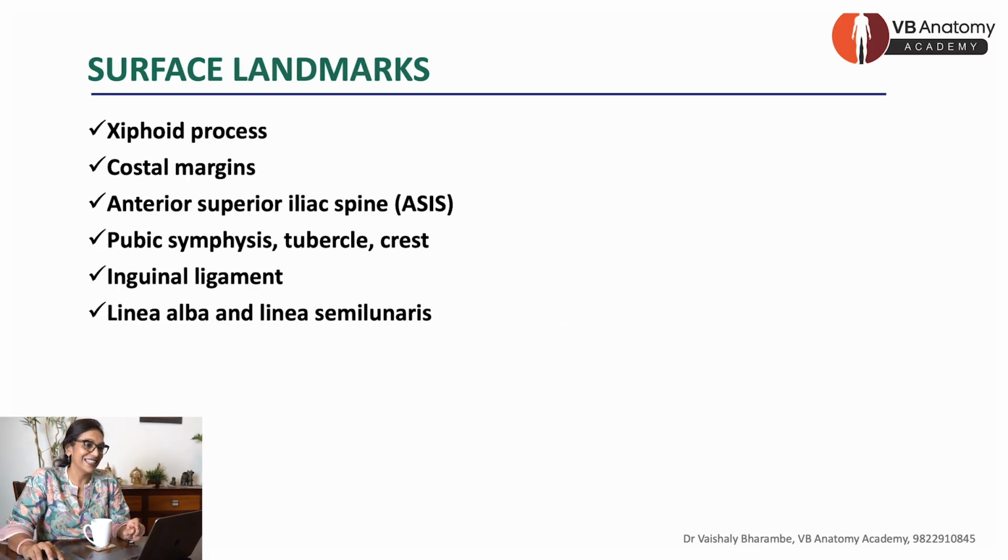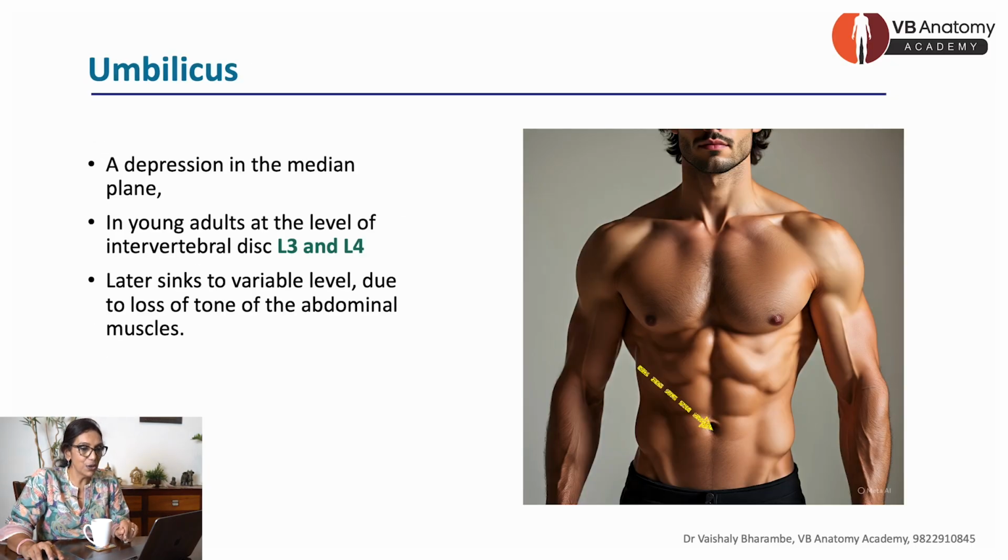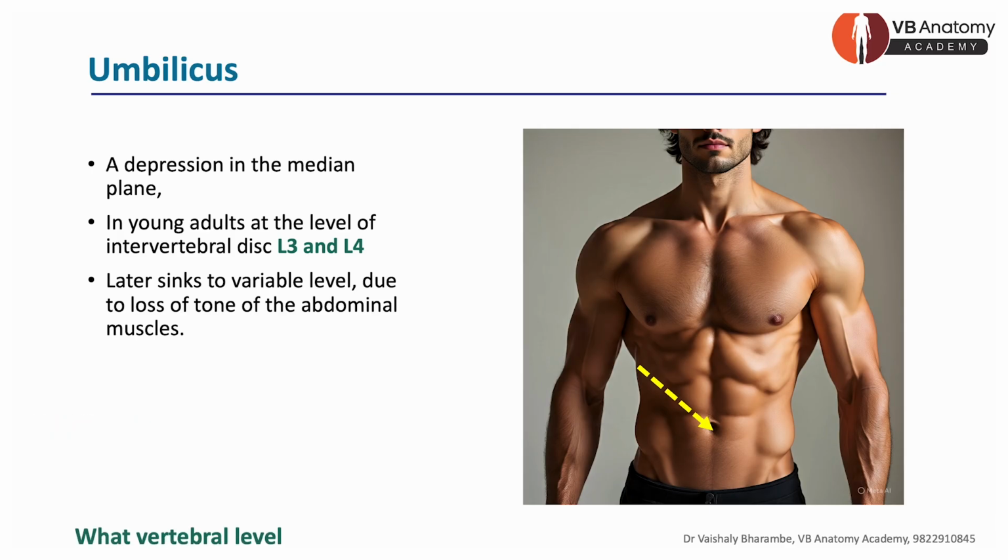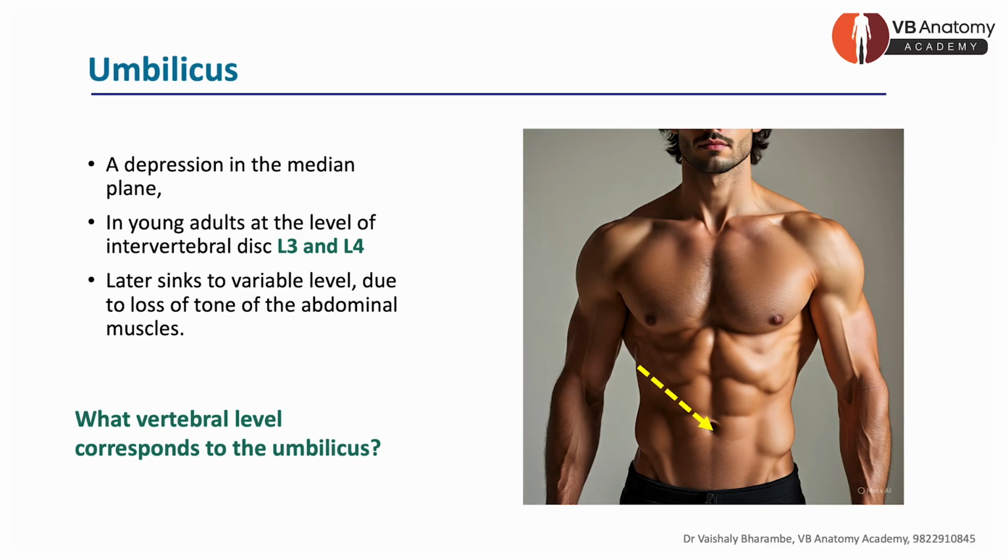Okay, so we've covered all this. Let's go on to talking about the umbilicus. So here's your umbilicus, a depression in the median plane, usually found at the level of the intervertebral disc between L3 and L4. Later on, of course, as you lose abdominal tone, the level of the umbilicus no longer corresponds to this intervertebral disc between L3 and L4. So these are some of the commonly asked questions.